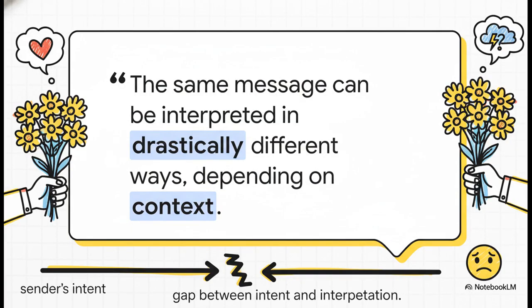And this is exactly what we were talking about with the flowers. The sender's perfectly encoded message of I love you gets decoded by the receiver as I feel guilty. Why? Because their personal filter, their context, made them think it was an apology. That gap, that space between your intent and their interpretation, that's where communication just completely breaks down.